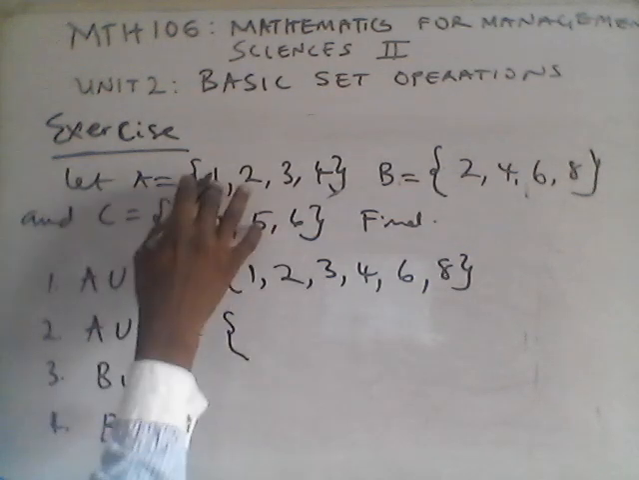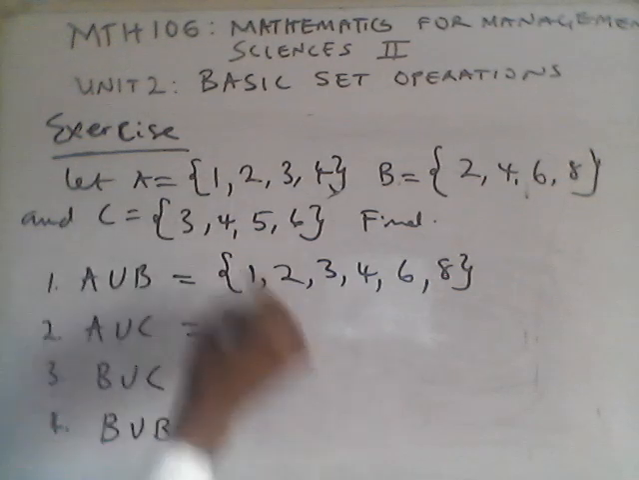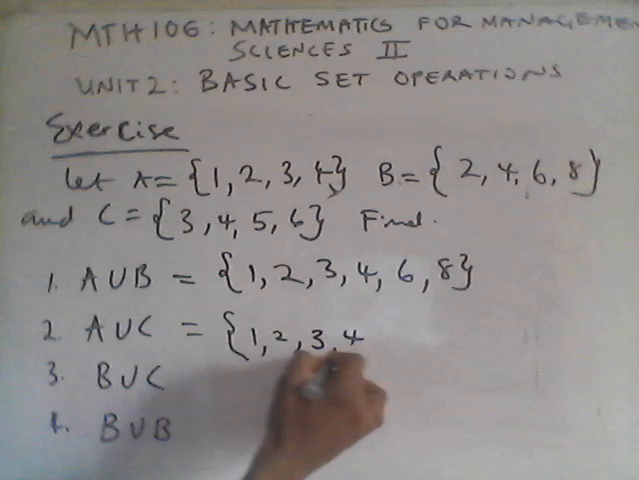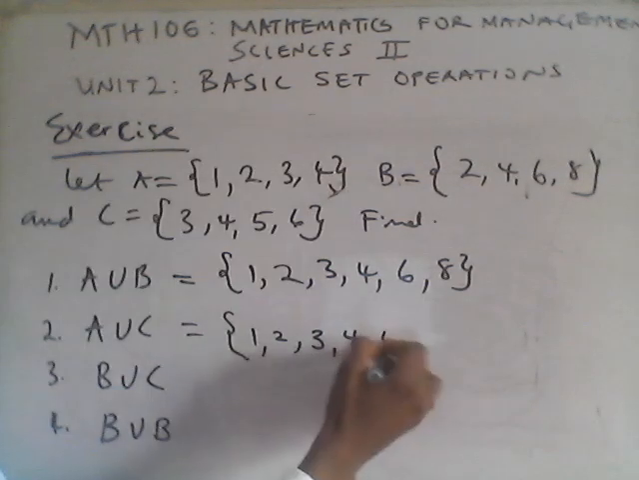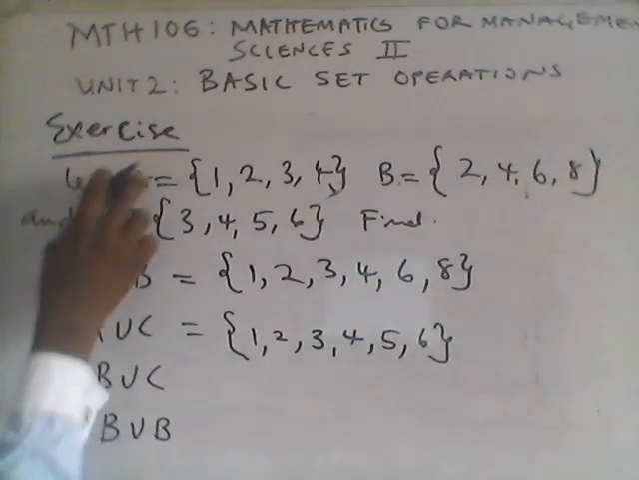For A union C, again, what is here and what is here without repeating the element. So I come here, 1, there's no 1 here, I take 1. 2, there's no 2 here, I take 2. 3, there's 3 here, I take one of the 3. 4 and 4 here, I take one of the 4. Then 5 and 6. So this is A union C.